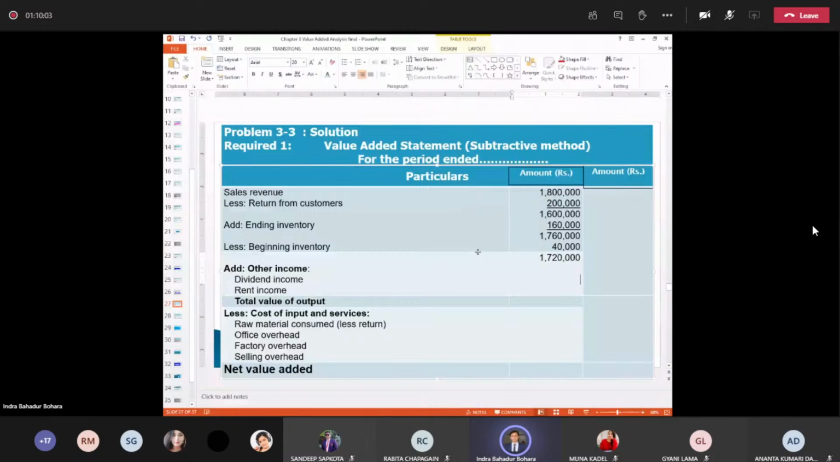Dividend credit is given. What does dividend credit mean? Is it paid or received? Dividend credit means dividend received. This is income. Dividend received means income. It's 30,000.